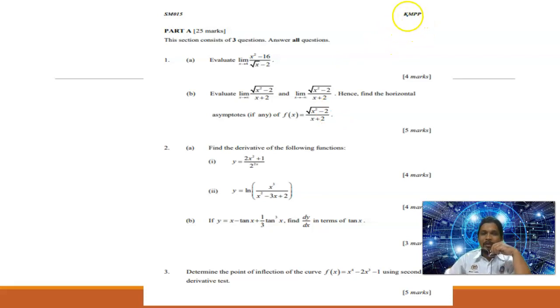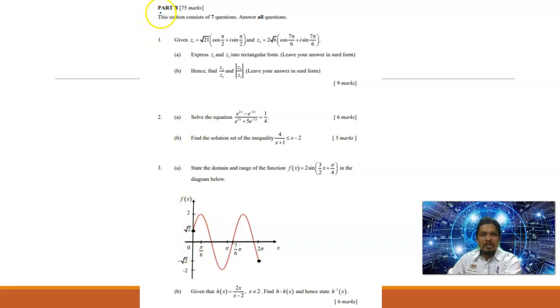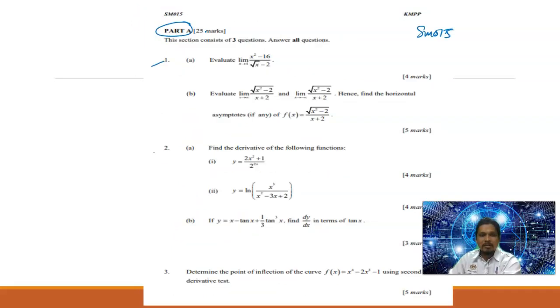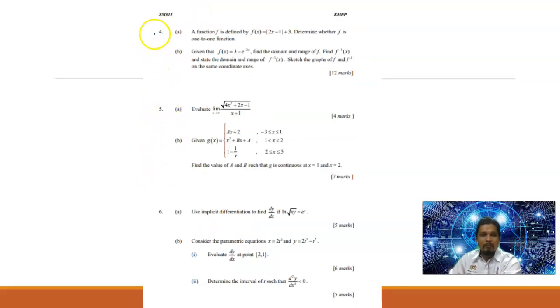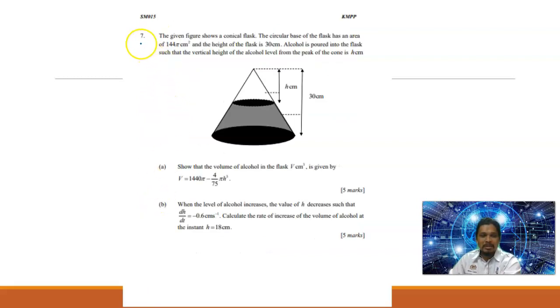For your information, the final examination paper SM015 has only one paper, okay? It is divided into two parts: part A, where there are three questions, one, two, three, and part B, where there will be 7 questions. For part A, they provide you 25 marks, and for part B, they provide you 75 marks. There are 7 questions, all of them 1, 2, 3, 4, 5, 6, and 7.